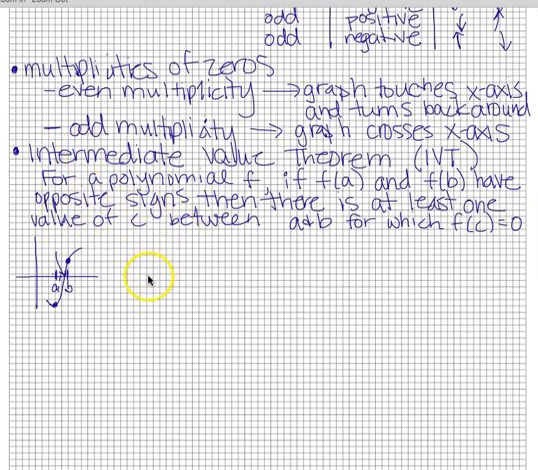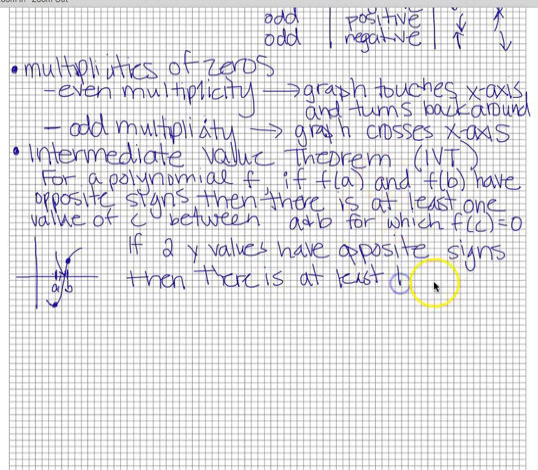So what this is saying in very mathy terms is that if two y values have opposite signs, then there is at least one zero, or one solution, or one x-intercept between their x values. So that's kind of what it says in plain English.